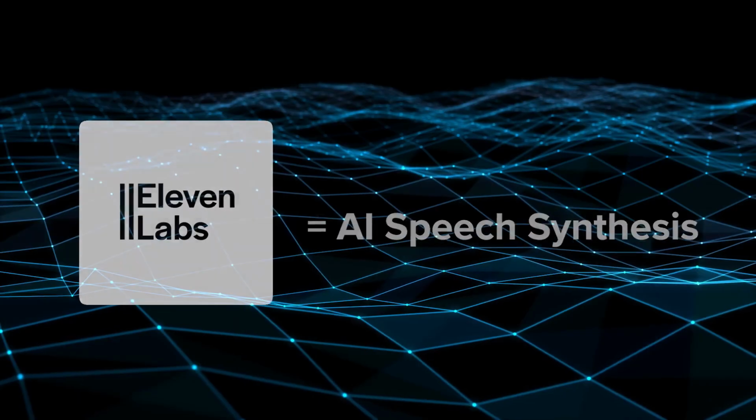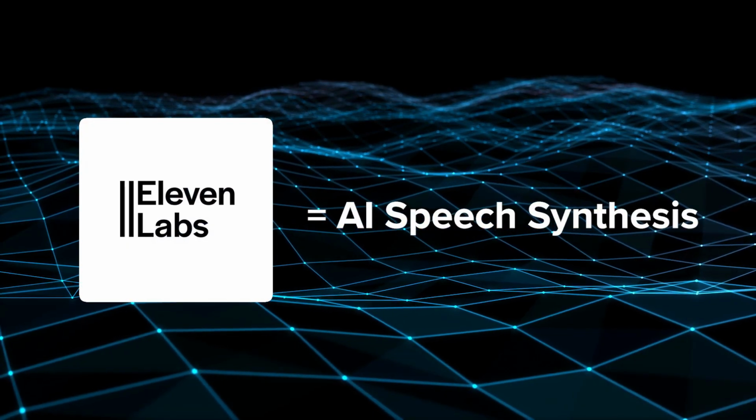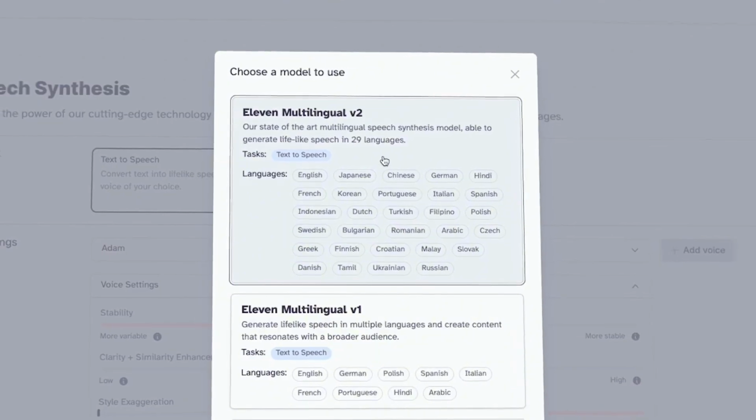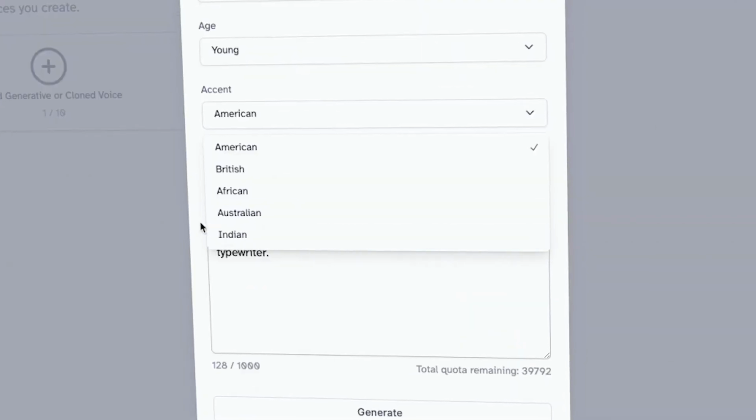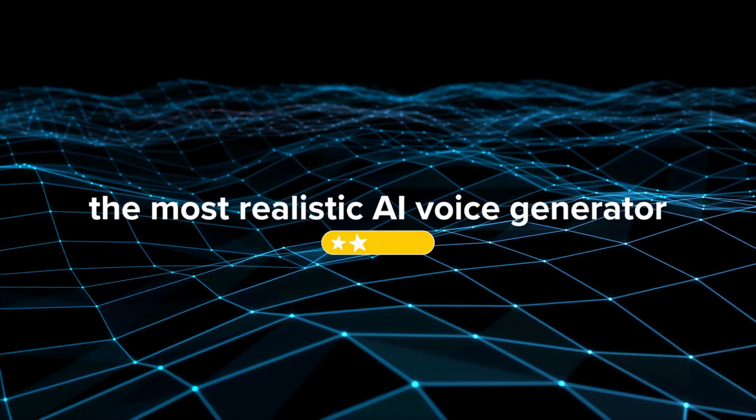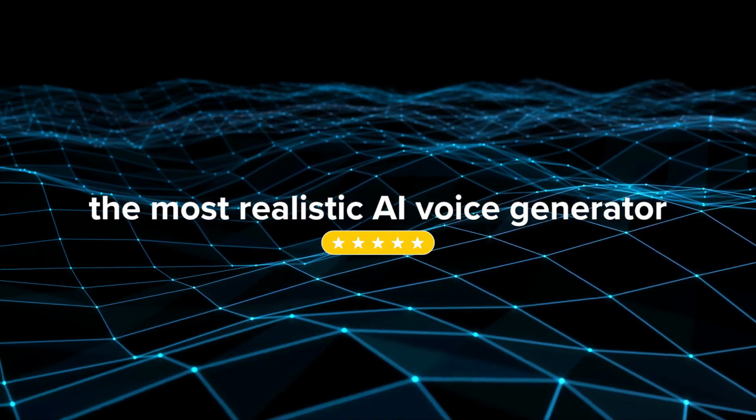So if you don't know, ElevenLabs is a speech synthesis AI tool that allows you to generate speech from text and manipulate audio of voice recordings to give you a realistic AI voice. And I think that ElevenLabs is genuinely one of the most realistic AI voice generators out there in 2024. And honestly, it's super cheap too.